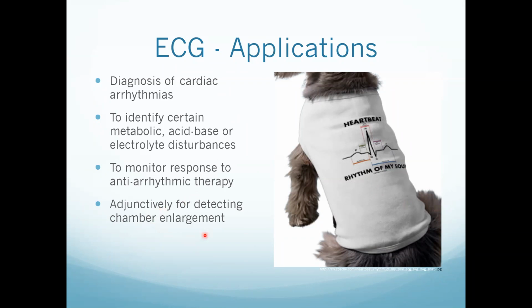And we can potentially use it as an adjunctive method for detecting chamber enlargement. Okay, and we need to be aware of the limitations in that it's only effective at identifying chamber enlargements in about 60% of cases. So about 40% of the time it's going to miss some subtle enlargement changes, and it's never going to compare as well as doing direct imaging, such as thoracic radiographs or an echocardiogram. But when there are changes present on your ECG, then that's usually fairly specific for chamber enlargement.